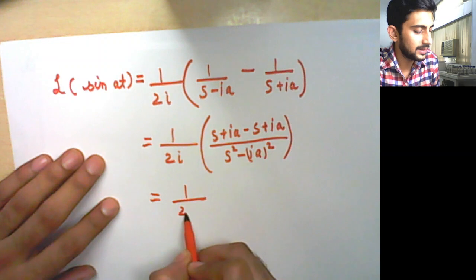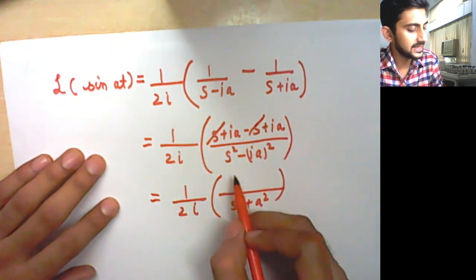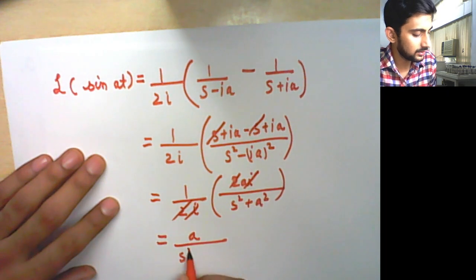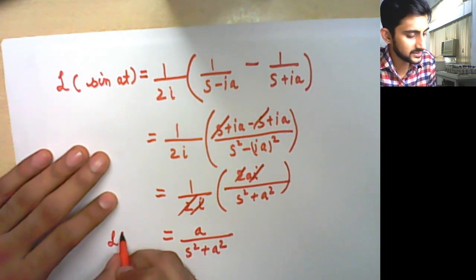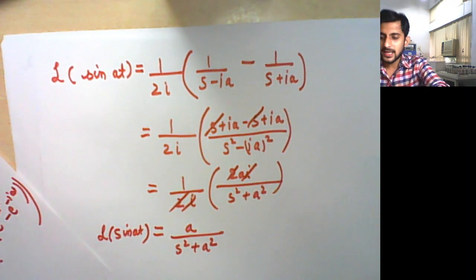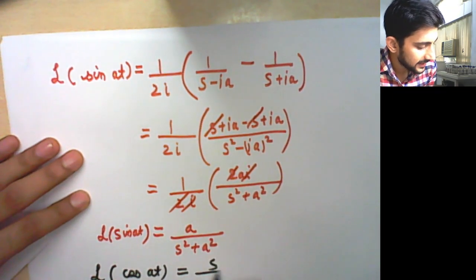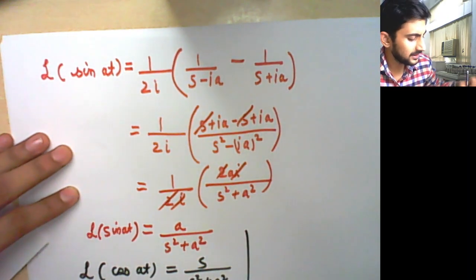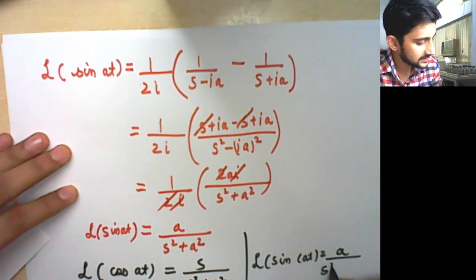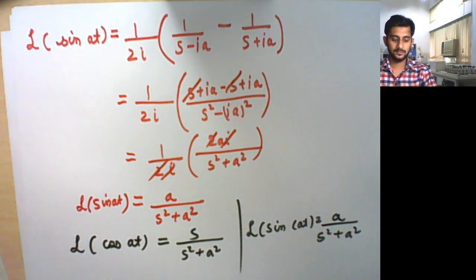So this becomes equal to 1 upon 2I. This is again s square plus a square. Here s cancels with s, it will become 2ai. Then I cancels with I, 2 cancels with 2. It becomes a upon s square plus a square. So this is the Laplace transform of sin at. So you got to know two different things: that the Laplace transform of cos at is s upon s square plus a square, and the Laplace transform of sin at is a upon s square plus a square. You see it is coming out to be some algebraic function in s.